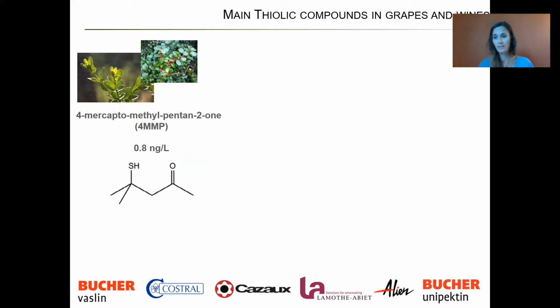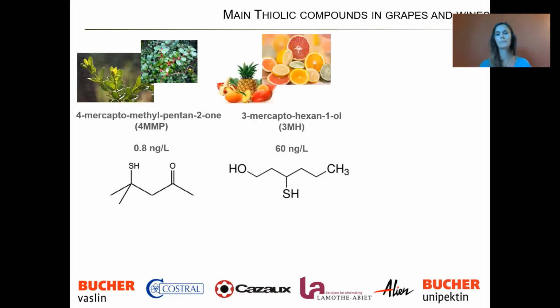Okay, so starting with the main compound we can find in grapes and wine, we have the 4-mercaptomethylpentanone. This is called also 4-MMP. It has a very low threshold and it smells like boxwood, gooseberries, and sometimes a little bit tropical, but more on the unripe side of the tropical. It gives a lot of freshness to wines.